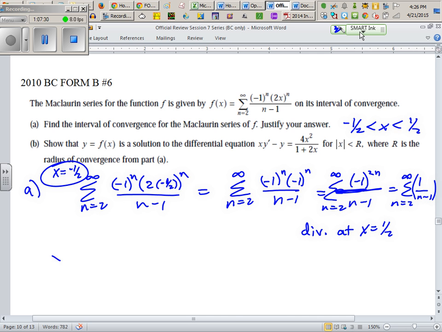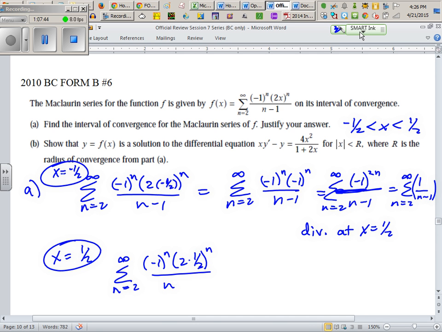Let's take a look at x equals positive half. I'll bet you it converges. You know these test writers, they're very clever. Negative 1 to the n, 2 times a half to the n over n minus 1. This time when you simplify, it's a little bit easier. You don't have that extra negative floating around up top. That thing looks harmonic also, but it's alternating. So this one converges at x equals half, you see. So it's one of these half convergent, half divergent endpoint problems.